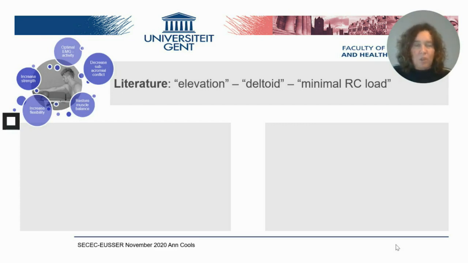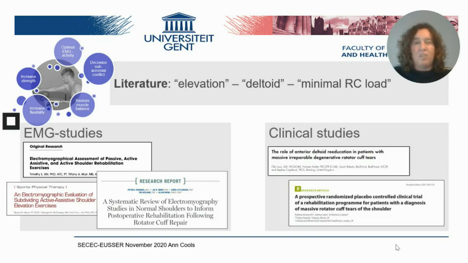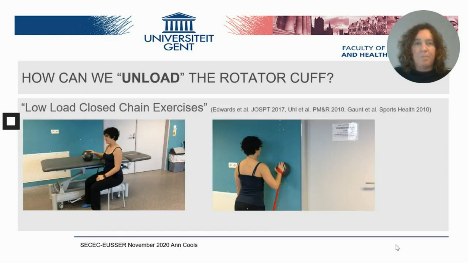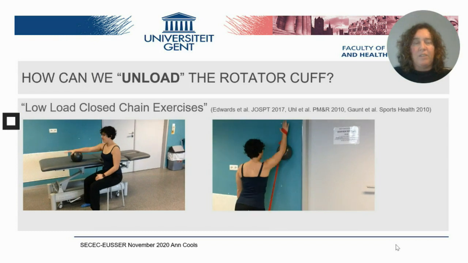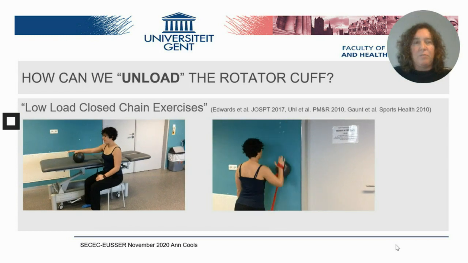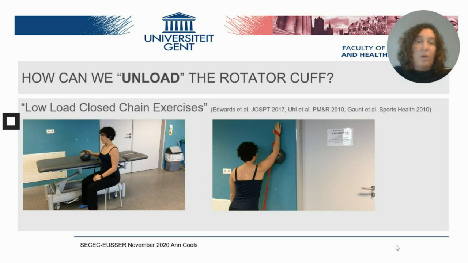Now, when we look into the literature, into studies combining elevation exercises, deltoid training with minimal rotator cuff load, we find some EMG studies on one hand and some clinical studies looking at the effectiveness of a specific exercise program on the other hand. Now, how can we unload the rotator cuff? We can do that by performing low-load closed-chain exercises, such as the band slide on the left side of this picture, or the wall slide on the right side.